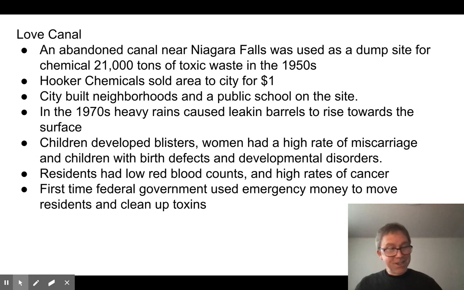So the city's like, this is great. We got this land for $1. What are we going to do with it? I know. Let's build low-cost housing for poor people. Let's put in some public schools here. It looks good. But unfortunately, underneath it, you had all these barrels of toxic waste.